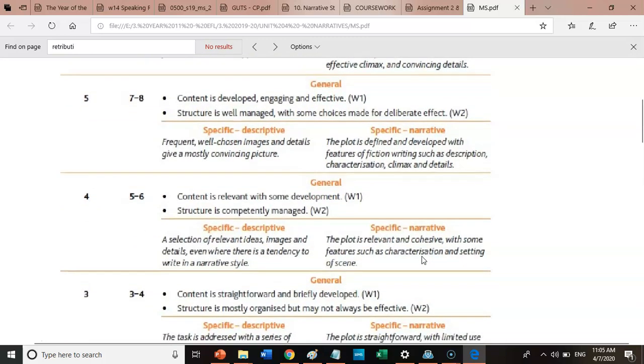When I've been marking this paper, most students will get around a 7. 6 or 7 is the average. So for a 6, which could be quite common, the content is relevant, so you have written a story and it is developed and there is some sense of structure, like you have got some paragraphs, but maybe it's not completely effective, maybe sometimes it's a little bit boring or confusing to read.